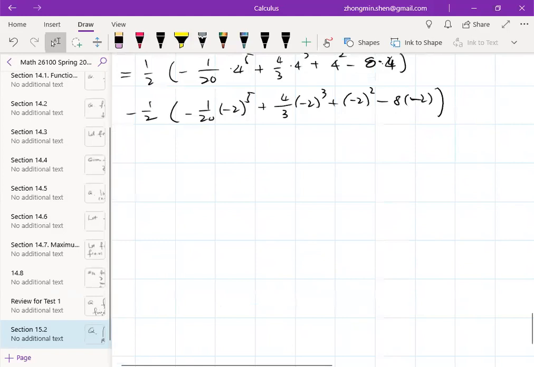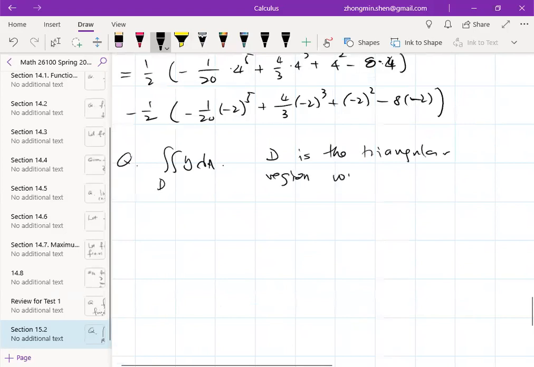Like problem number 22. D is the triangular region with vertices (0, 0), (1, 1), and (4, 0).